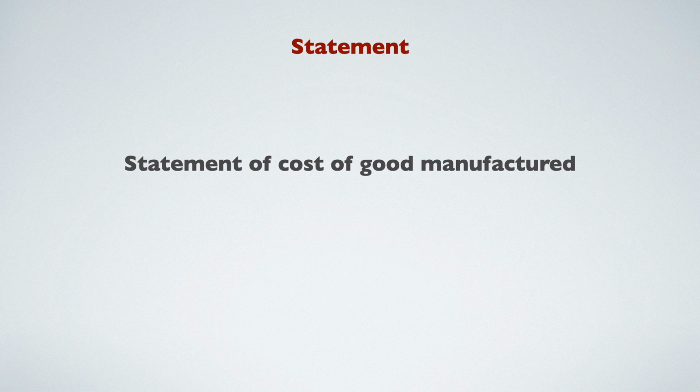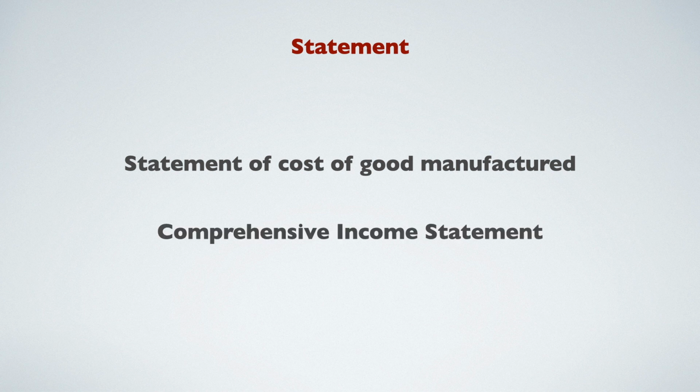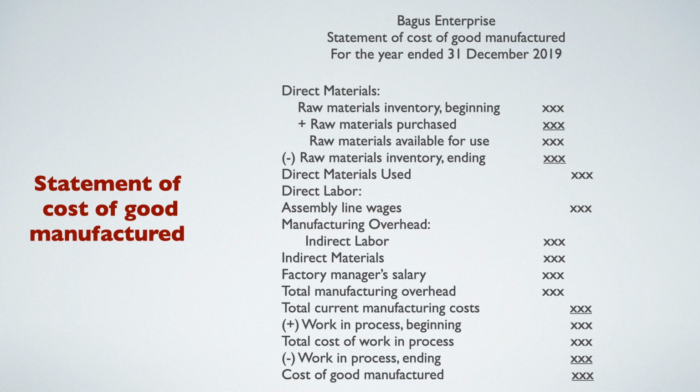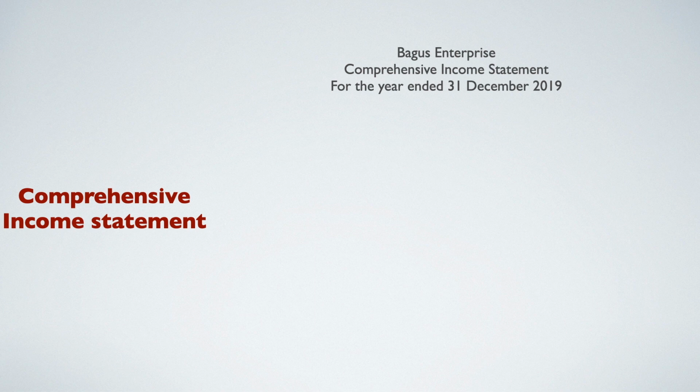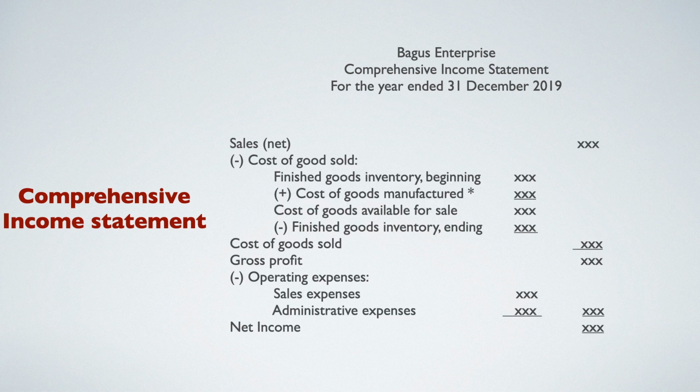And for the last part, let's look into the statements to be prepared. You need to prepare a statement of cost of goods manufactured and a comprehensive income statement. Here is the example of the full format for the statement of cost of goods manufactured. And here is the example of the comprehensive income statement. Please note that this format is almost similar to the comprehensive income statement for the financial accounting report, except the cost of goods manufactured replaces the purchases item in the cost of goods sold calculation.